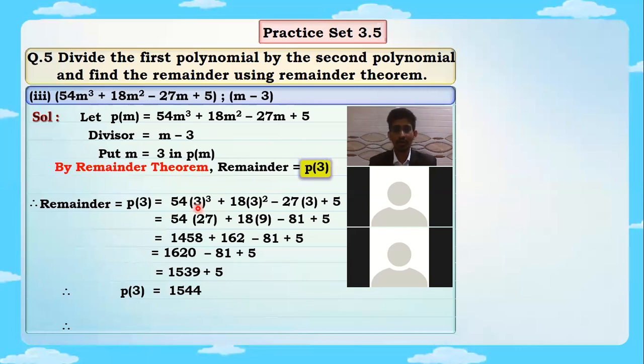So at the end don't forget to write the final answer. Therefore remainder is equal to 1544, for better presentation. I hope it is quite clear to each and everyone. Very simple question students, same like the previous one.